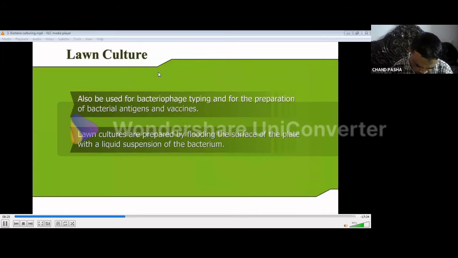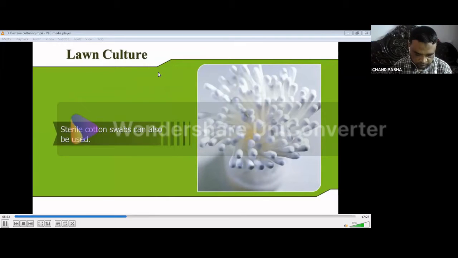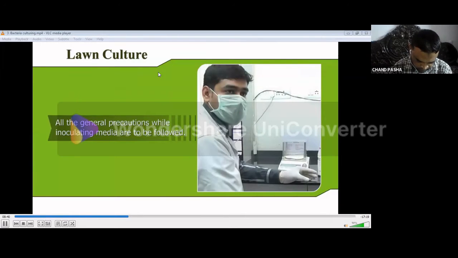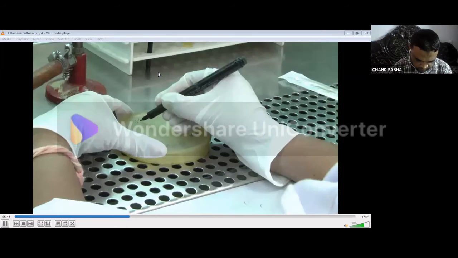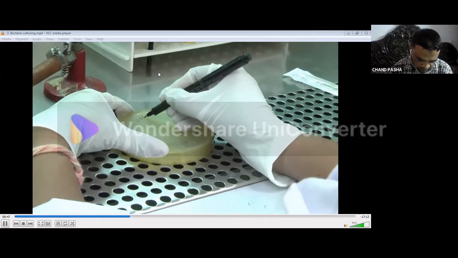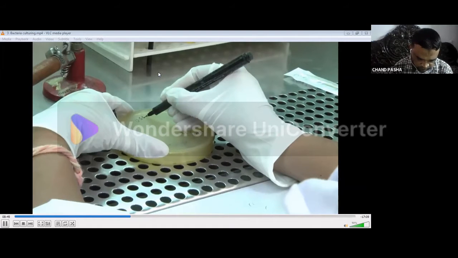Lawn cultures are prepared by flooding the surface of the plate with a liquid suspension of the bacterium. Alternatively, sterile cotton swabs can also be used. This is also the preferred method and will be described here. All the general precautions while inoculating media are to be followed. Label the base of the plate which is to be inoculated before you start the procedure.